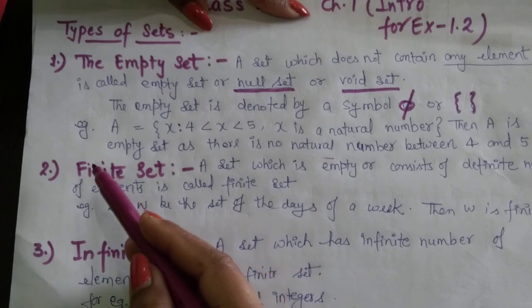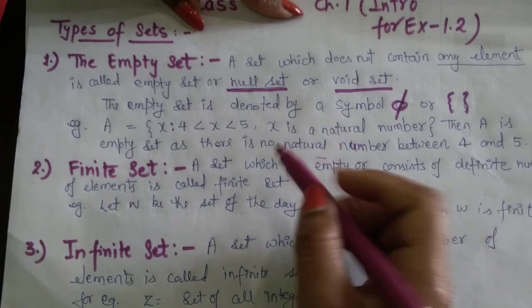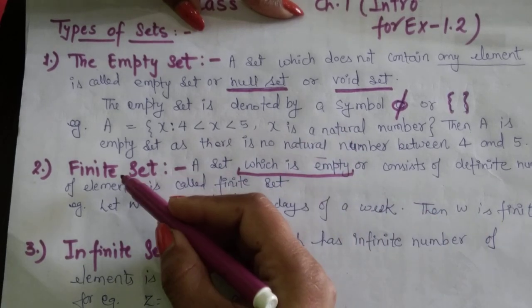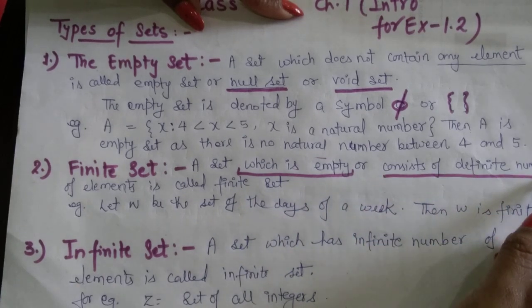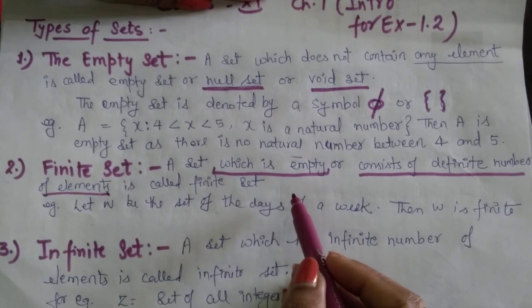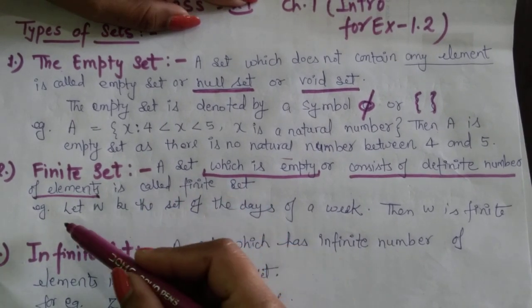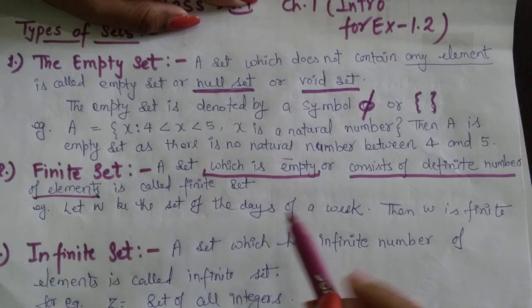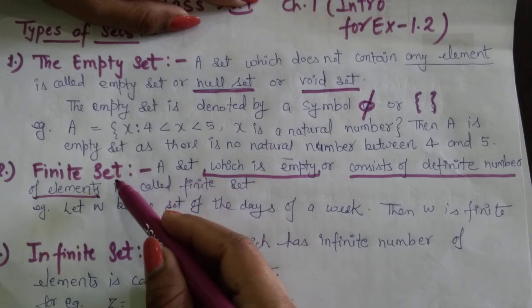Now come to the next, finite set. Just keep this thing in your mind. Finite means a set which is empty or consists of a definite number of elements. Means या तो set खाली है or it has a definite number of elements that can be counted, it is called a finite set. Let N be the set of the days of a week. So this is a finite set because we all know that there are 7 days in a week. So 7 is finite. So we can say that this is a finite set.